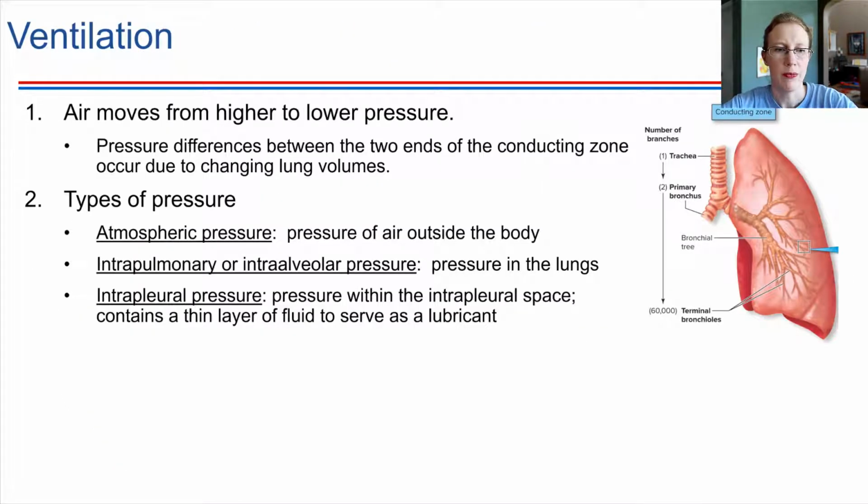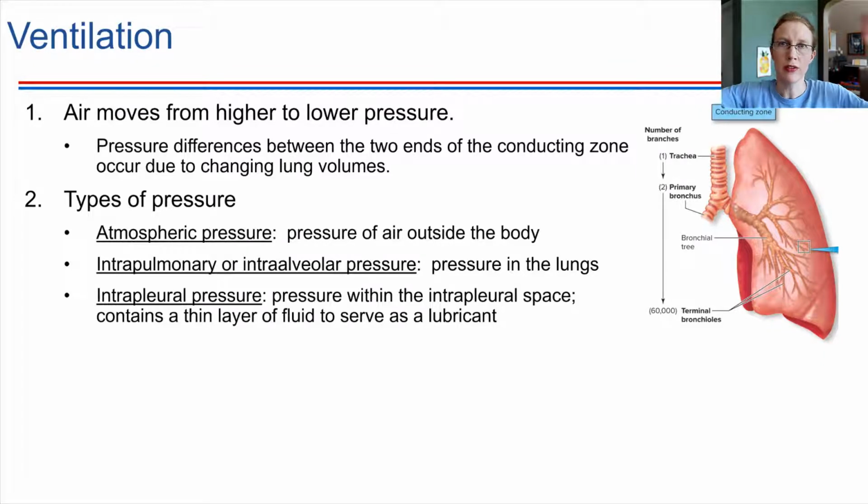So ventilation. Ventilation is the process of breathing. This requires us to move air. And what does air do? We can't just will air to move in a certain direction. Air follows some rules. Air moves always from high pressure to low pressure. It follows those physical rules. Pressure differences are what drive air to either go into the lungs when we inhale or out of the lungs when we exhale.